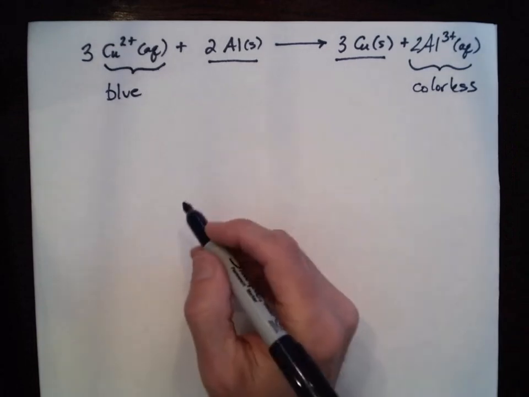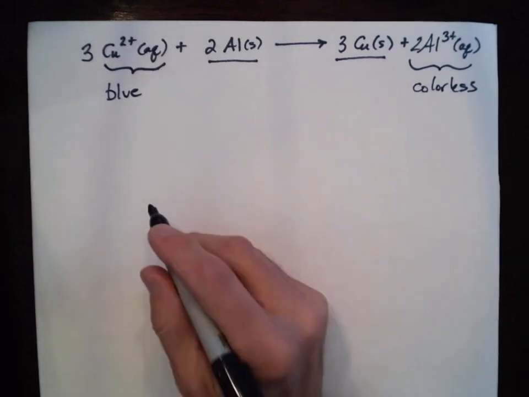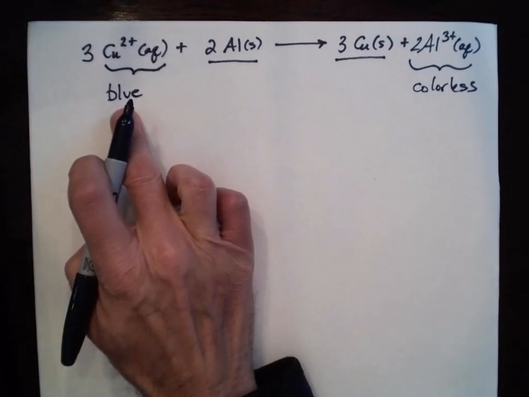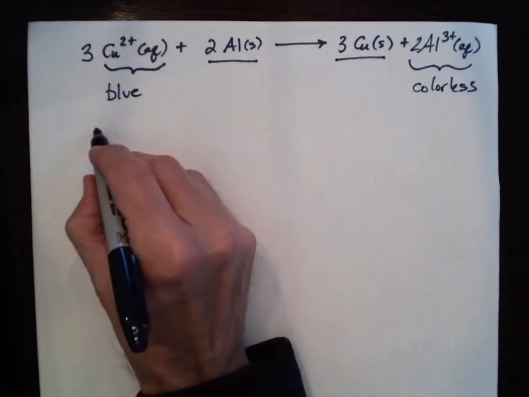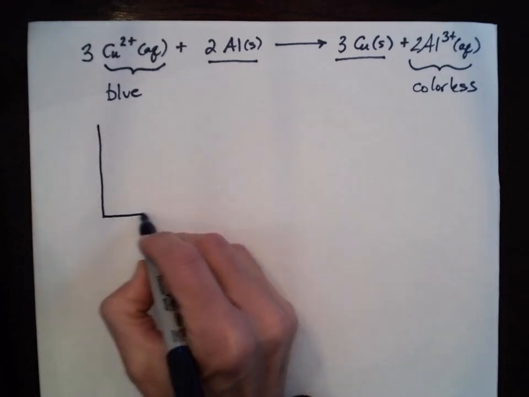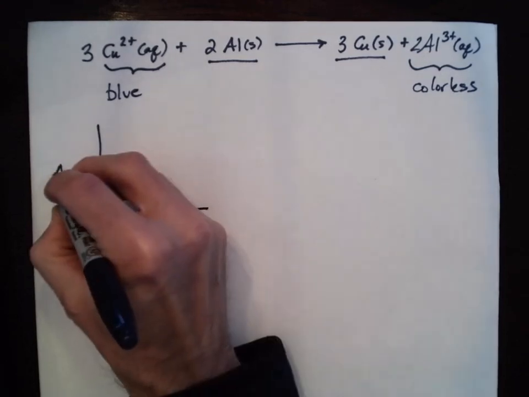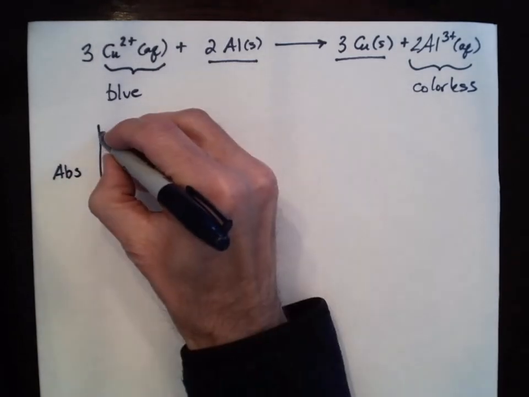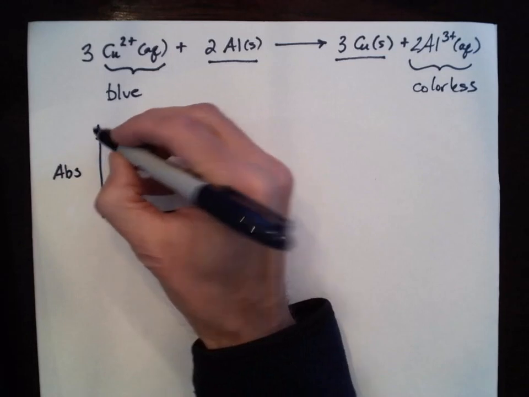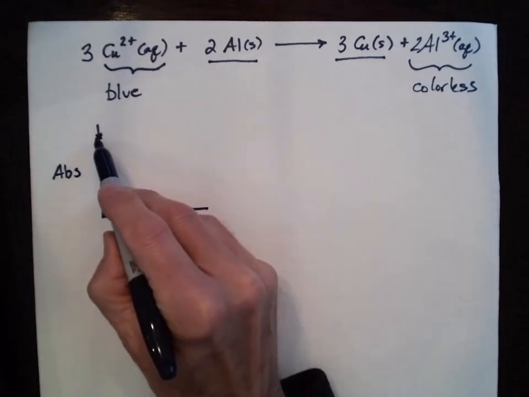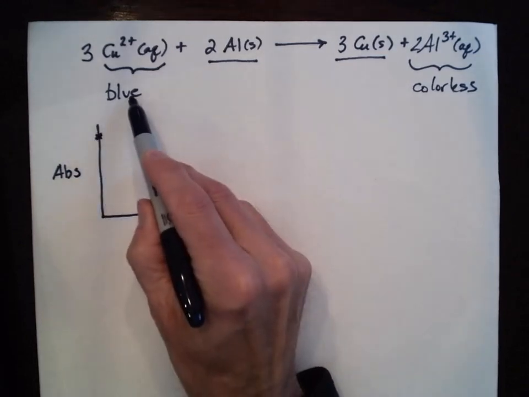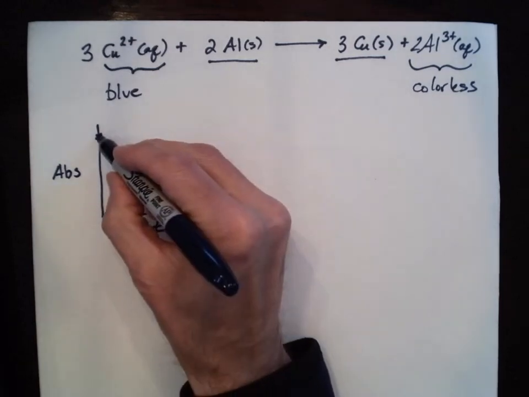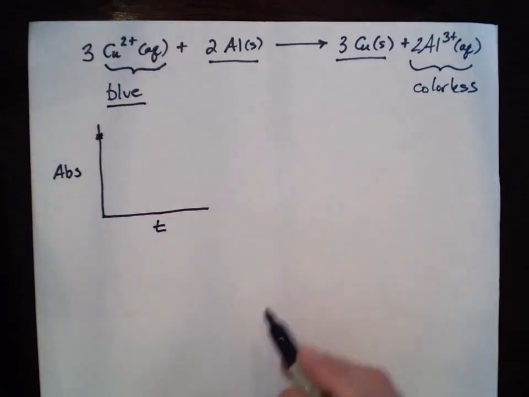And we could set up a system, like with absorption spectroscopy, where we would look at the blue color by seeing how much red or orange light is being absorbed over time. So we'd look at the absorbance of red or orange light with time. We'd start with a high absorbance because a lot of the red or orange light would be absorbed at first because there's a lot of blue present. And then over time, the absorbance is going to drop as the blue color disappears.